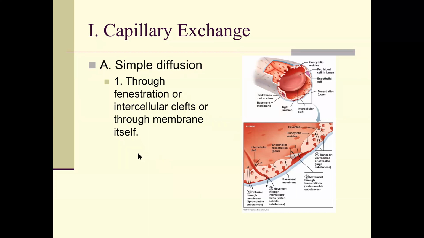All right, so we'll get back to the lecture. We're going to talk about capillary exchange. What actually happens at the capillary level? First thing, you have simple diffusion. You have all these holes, all these clefts, okay? And things will just go out. Diffusion goes down a concentration gradient from an area of higher concentration to an area of lower concentration until equilibrium is reached, if the potential for equilibrium is reached, okay?